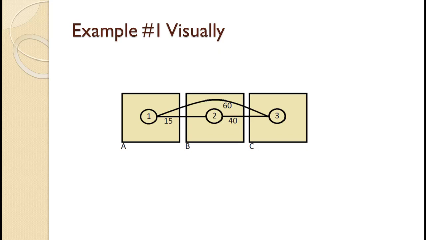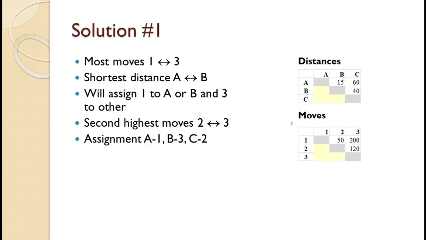The screen shows most of example number 1 visually. You can see the three locations, with Work Center 1 arbitrarily assigned to A, 2 assigned to B, and 3 assigned to C. The lines show the distance and why A to C is not A to B plus B to C. What is missing from the diagram is the number of moves between the departments. The most moves are the 200 between 1 and 3. The shortest distance is between A and B, so we know we wish to assign 1 to either A or B and 3 to the other. What we do not know right now is which gets A and which gets B.